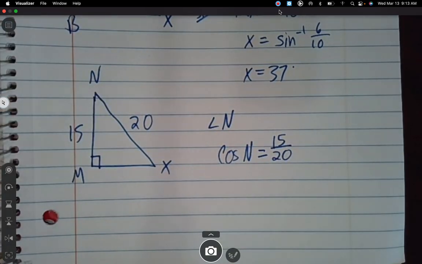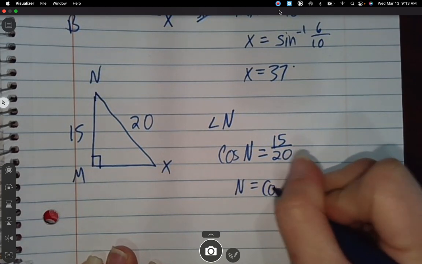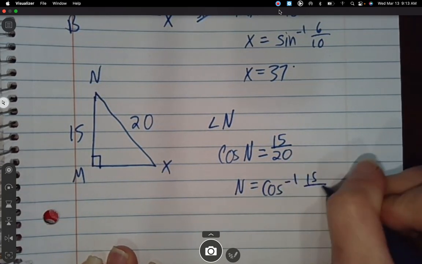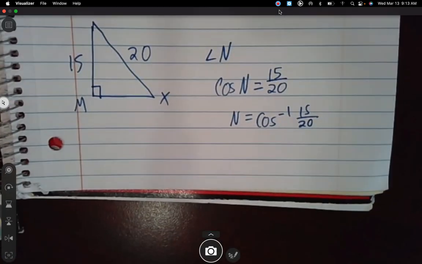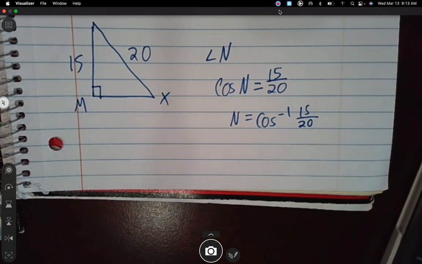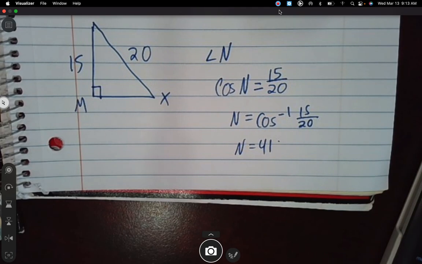Now, anytime you're looking for the angle, what button do you have to press? The one with the -1. Very good. So it's cosine inverse of 15 over 20. That's the only way to move the cosine to solve for N. You must do the inverse button. So it is 41.4, but they just round to 41. It's 41 degrees.